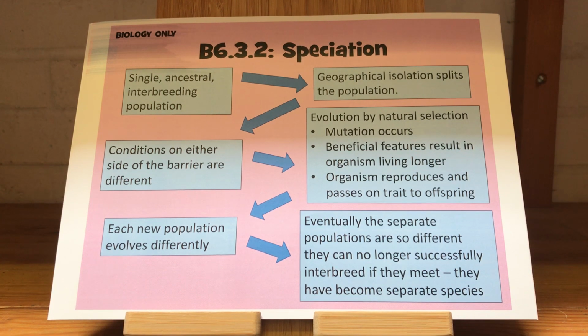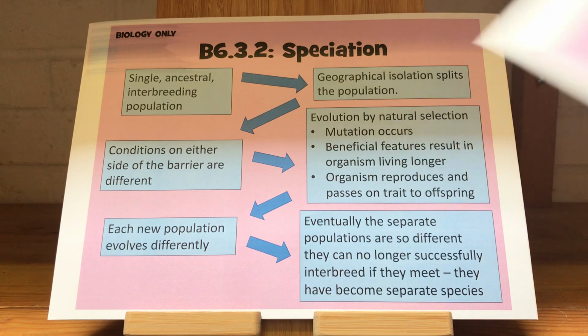Then, over hundreds of years, we see those populations evolving differently. Eventually, if we bring those separate populations back together and they interbreed, and that is unsuccessful, meaning that the offspring that are produced are infertile, can't have offspring of their own, then we can categorically say they have become separate species. And we call that whole process speciation.